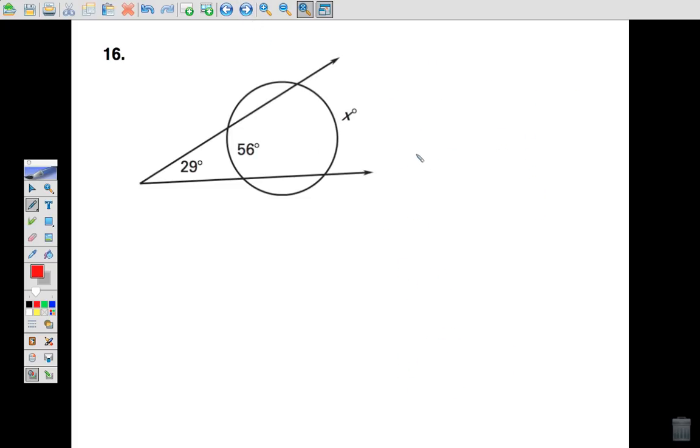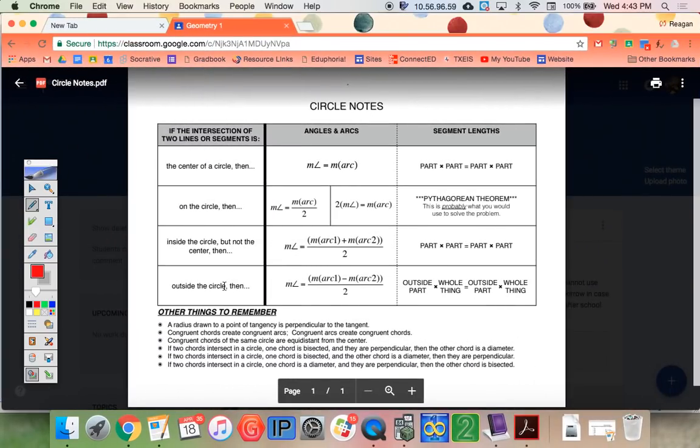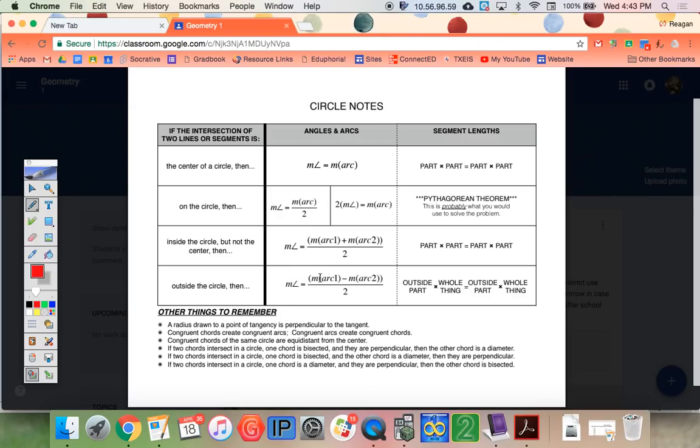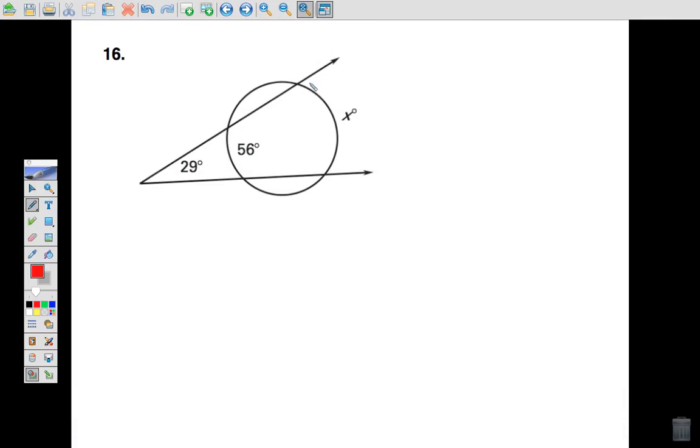Okay, now this one is one that you will find on those circle notes. So degree measures, so arcs and angles, that's the middle column, and the lines are intersecting outside the circle. So let's go to that. We're in the middle, arcs and angles. Outside the circle, the measure of the angle equals the arc minus the arc divided by 2. So we always put the big arc first because you're not going to get a negative angle. So big arc minus small arc divided by 2. So the big arc is x minus the small arc is 56 divided by 2. And since it has it that way on the notes, I'll put the angle over here.